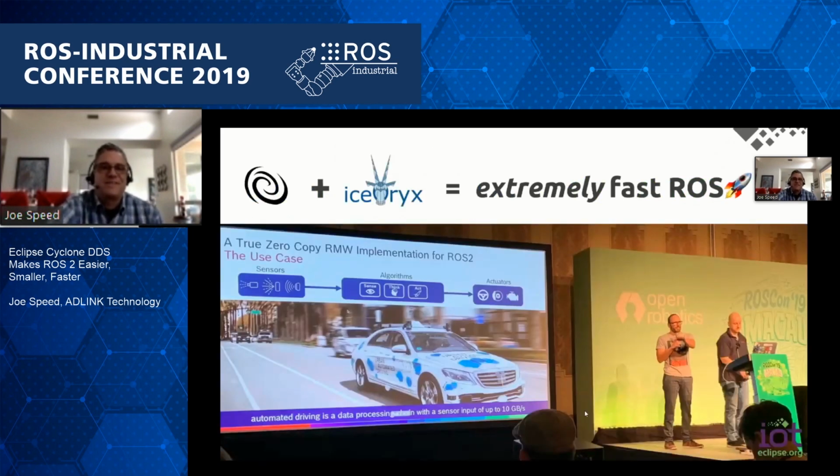So, other fun things going on. Cyclone is an Eclipse project. Iceoryx is an Eclipse project. Iceoryx is developed by Bosch, and it is a zero-copy pub/sub for dealing with the volume requirements of autonomous vehicles, where you've got sensor input up to 10 gigabytes a second. Iceoryx doesn't support RTPS, the wire protocol.